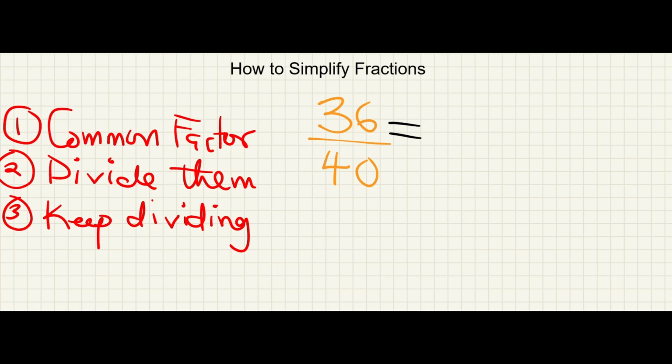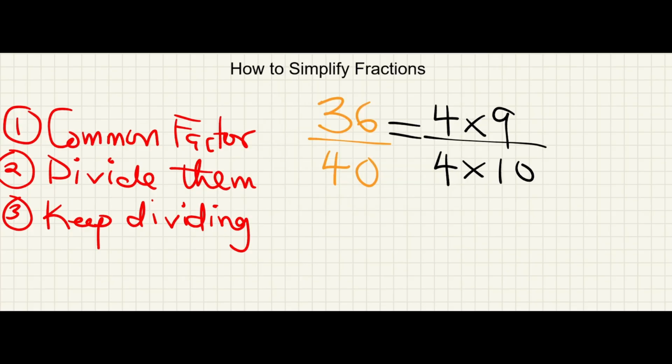Let's solve it together. When you look at 36 and 40, we can have 2 as a common factor because they are both even numbers. We can also have 4 as a common factor. And mind you, the bigger the factor you use in dividing, the faster you get to your answer. If you use a smaller factor, you're going to take some time to arrive at your final answer. So 4 times 9 is 36, and with 40, 4 times 10 is 40.